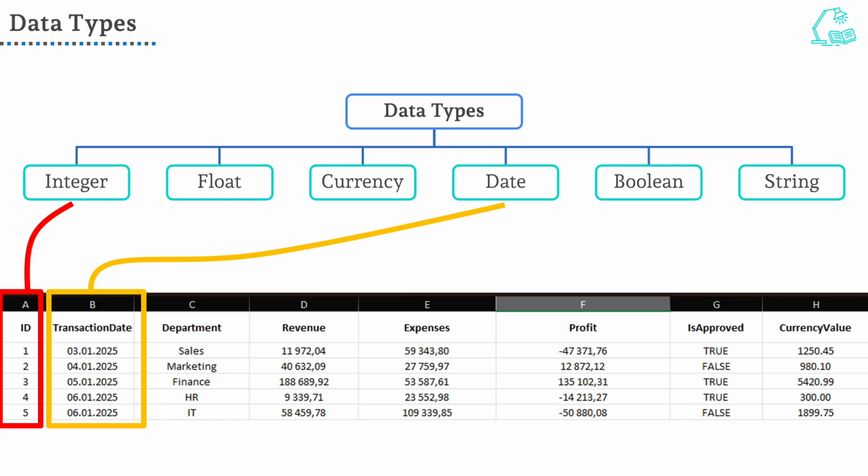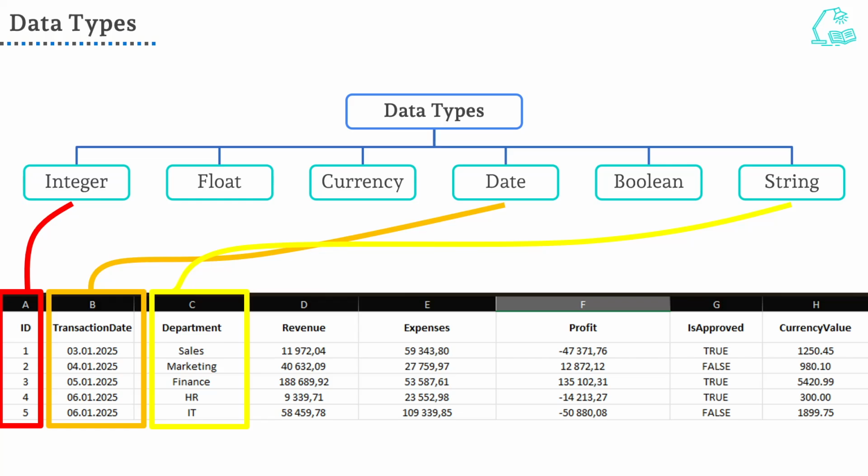We then move on to the department column. This is a string type, meaning plain text. These are department names, and Excel treats them as text values that cannot be used for mathematical calculations, but can be sorted, filtered, and categorized.